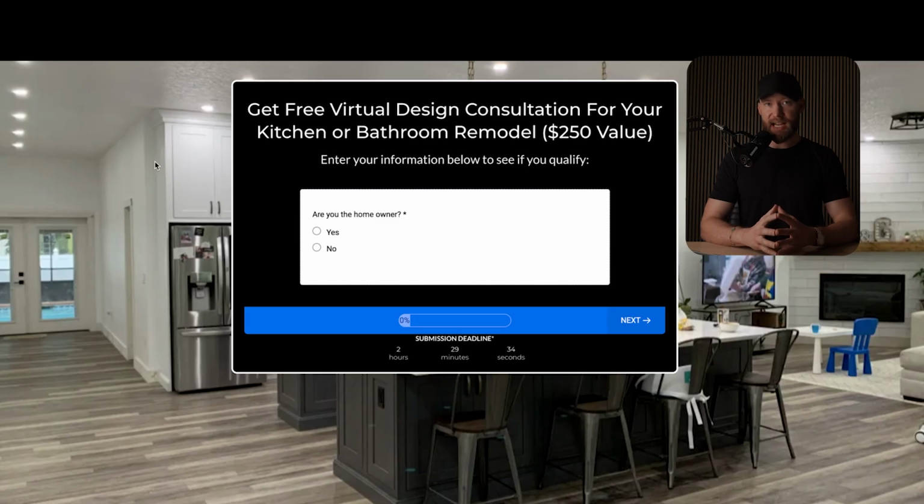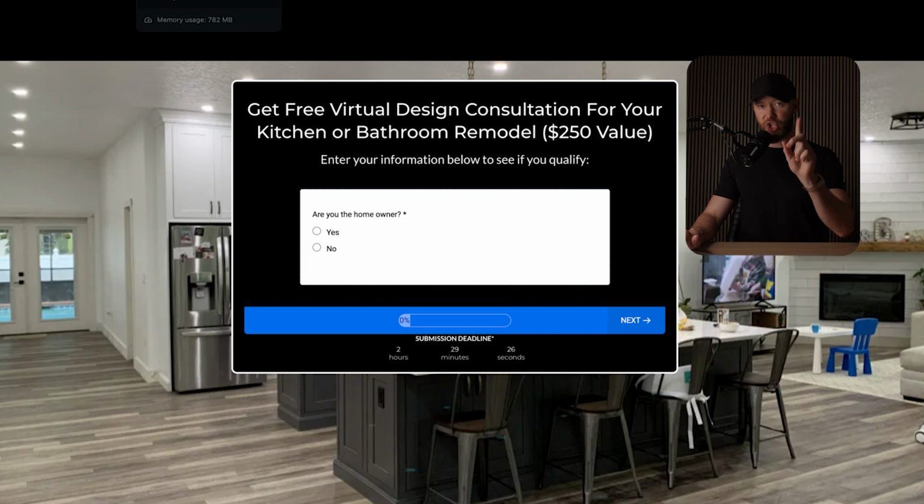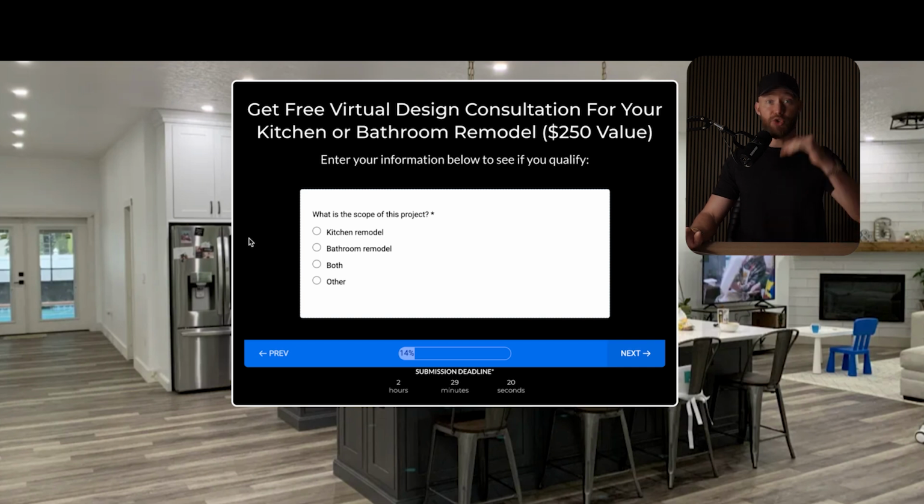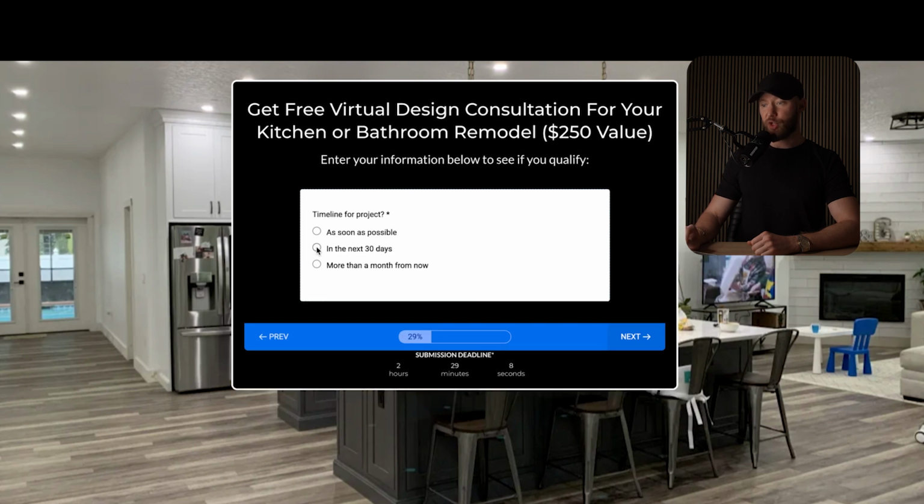Now, look, the reason I know these are real is because we are asking them to fill out an entire survey. So once they see our ad, and I'm going to show you the exact one it came from, this is what it looks like. We have a survey that says, are you the homeowner? Yes, no. If they choose no, it just disqualifies them. What is the scope of the project? Whatever services you do, bathrooms, kitchens, maybe it's roofing, whatever, you can put your services on here. Let's say I chose bathroom remodel.